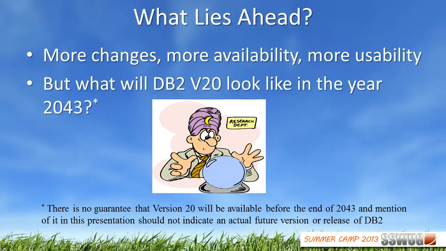So what lies ahead? Well, there are many changes that are likely to happen, probably in terms of features and functionality that are going to be near and dear to a lot of our hearts. More performance focus, more of an availability focus, more usability. But what will DB2 version 20 look like in the year 2043?